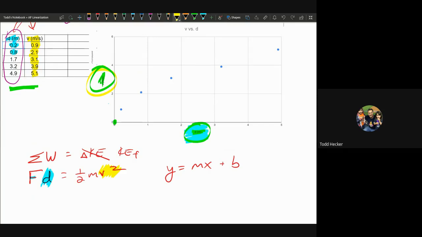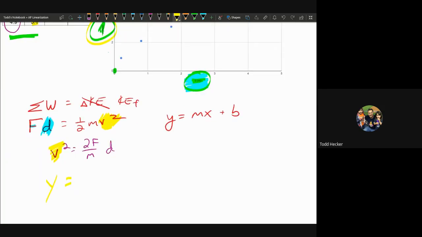Well then, let's solve for v squared. If I algebraify this mess and solve for v squared, I have to multiply by 2 and divide by m. So I'm going to get v squared equals 2F over m times d. Oh, well, that looks like it works. So let's put this on the y-axis. Let's make this be our x, which means that this whole mess here will be my slope.